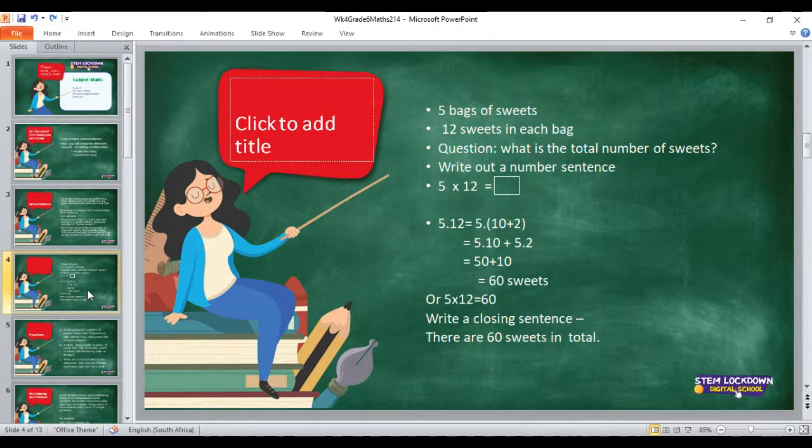All right, remember we said we have 5 bags of sweets. Each bag has 12 sweets, right? So now the question says, what is the total number of sweets? That's the information that we have. We have noted down everything that we know, and then we continue on our first step of our multiplication. We write our number sentence, which is 5 multiplied by 12, and we leave the answer open, but we write that box. It is very important. It shows that this is a number sentence. You do your calculations, you get your total, and then your closing sentence must be, there are 60 sweets in total. Right? Now we move on.